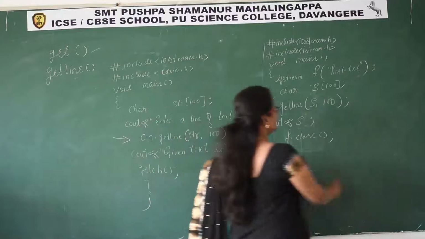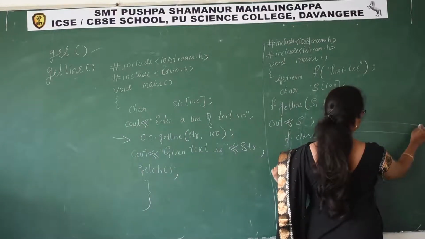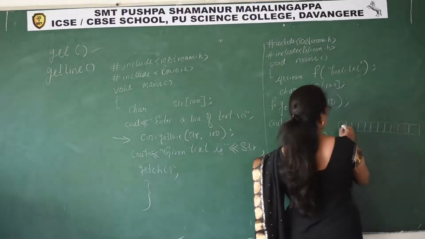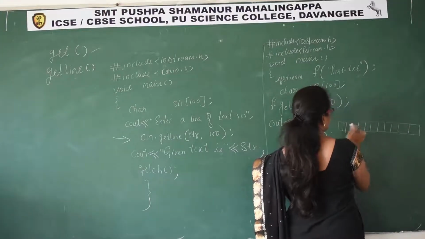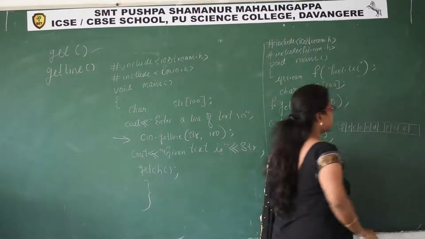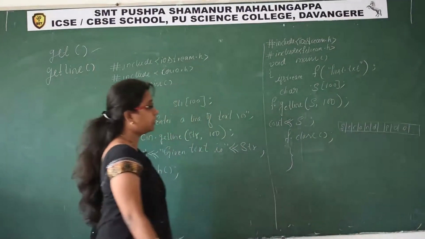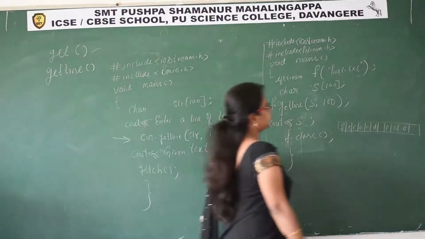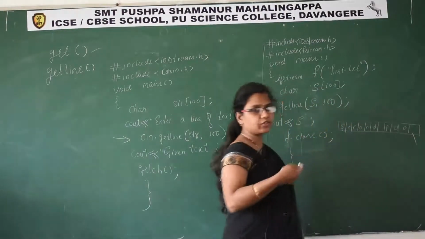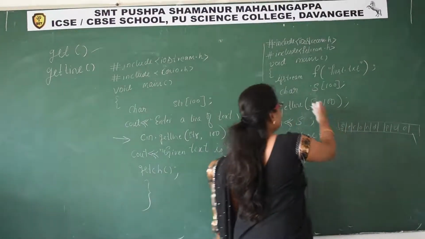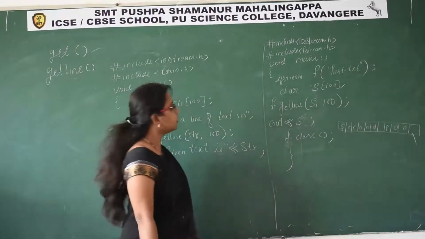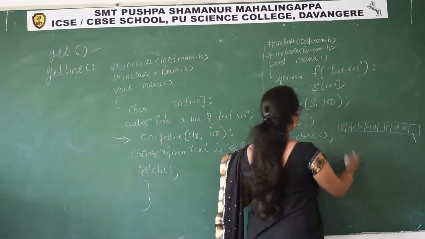Let us assume a line of text in a file: Second PUC. Assume Second PUC is there in your file, and then it is the end of the file. At a stretch, it reads a line of text and stores it in s. That will be displayed on the screen. Okay, if the file is empty, how to check?